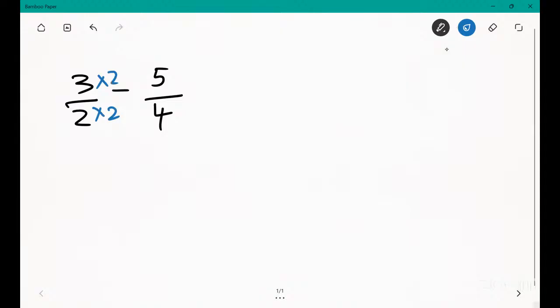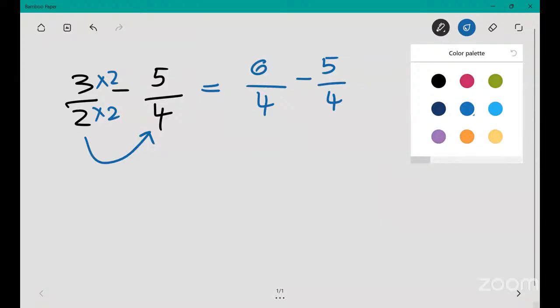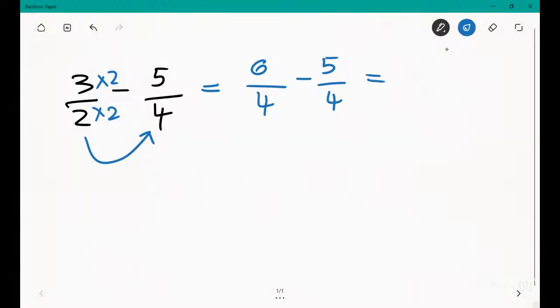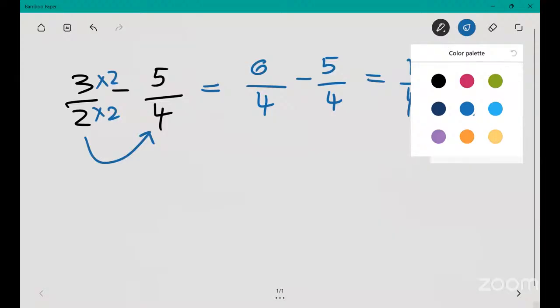Sometimes you don't have to multiply all fractions to get the denominator. You can multiply only one to get it to the other denominator. So here you will see 3 into 2 is 6 over 4 minus 5 over 4. Very easily now you can subtract. 6 over 4 minus 5 over 4 is 1 over 4. Here you can just leave it like that. Okay, then let's move on to multiplication.